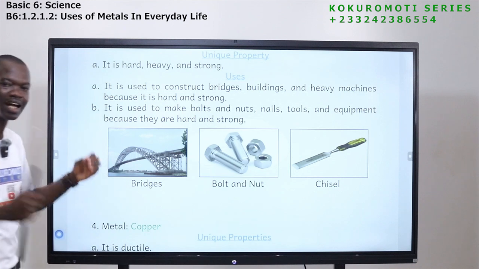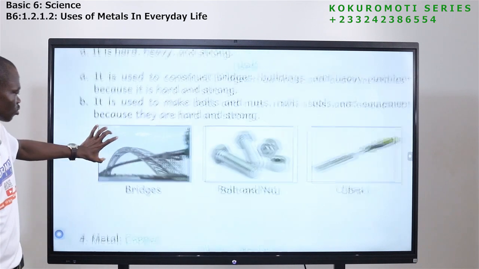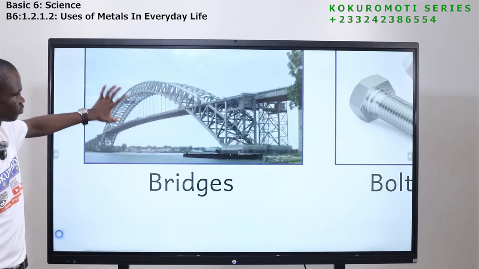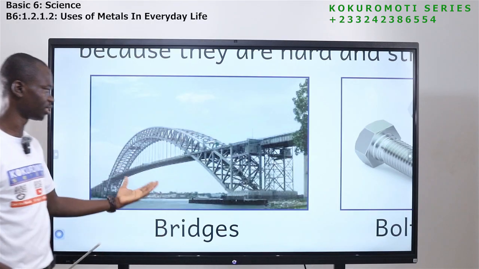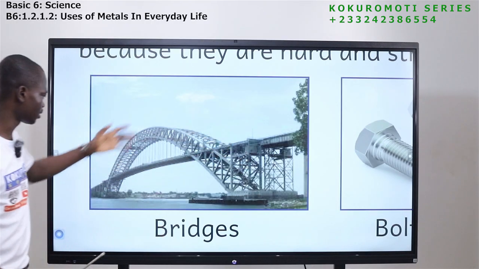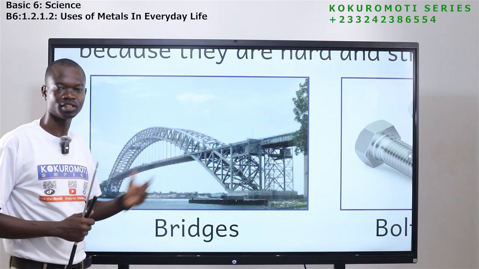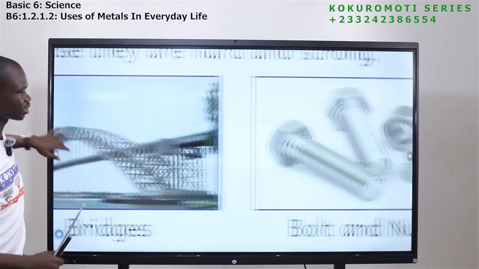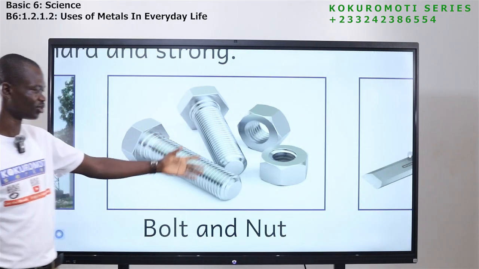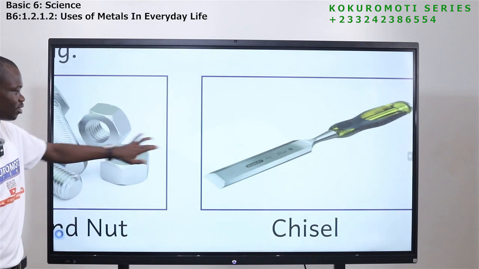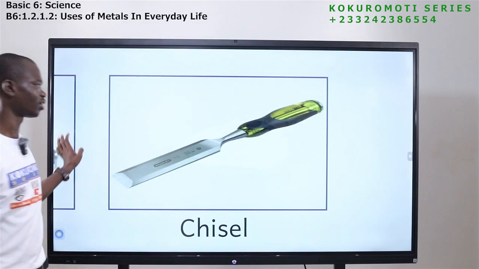are hard and strong. You see, iron is hard and strong, and because of that, it is used to make tools and equipment. I hope you can see this. So we have here bridges. All the things that you see here are made of metals. The metal that they use is what? Iron. Let's come to this side. Bolts and nuts. So they are also made of what? Iron. We have a chisel. Another tool is what? Iron. Okay.